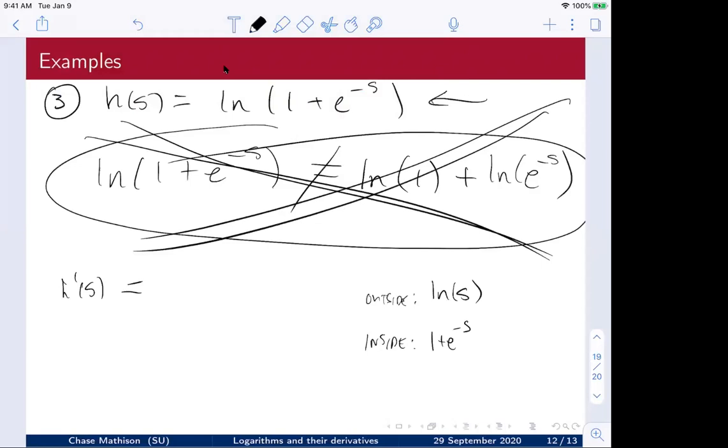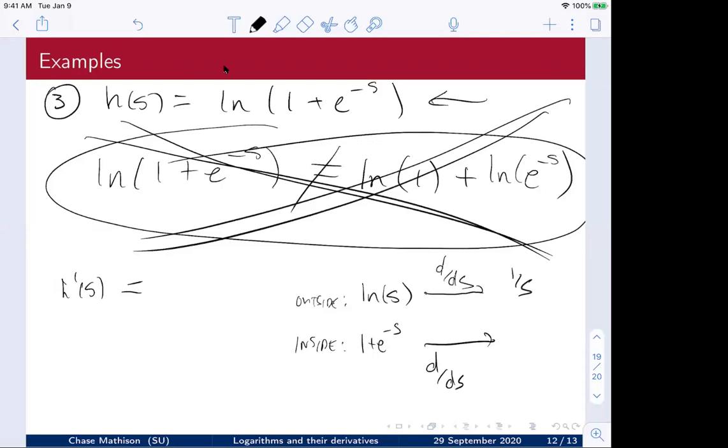Perfect. So I'm going to need the derivatives of these things. So let's do the derivative of the outside first. What's the derivative with respect to s of natural log of s? 1 over s, perfect. Then I'm going to need the derivative with respect to s of 1 plus e to the negative s. Is e to the negative s not just a basic function that we know the derivative of, right? What would I need to be able to differentiate that? Yeah, you need two chains on this one, right?